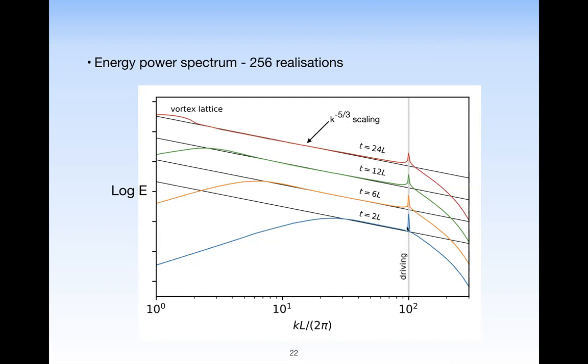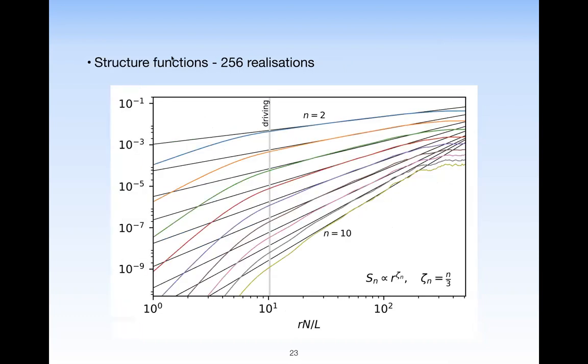Okay, so we see that at early times we have a clear inertial range, but quite small. Then as time passes, the inertial range gets bigger and bigger and even bigger. And this is precisely what we expect from an inverse cascade. And then not just this, but we also moved on to check the structure functions.